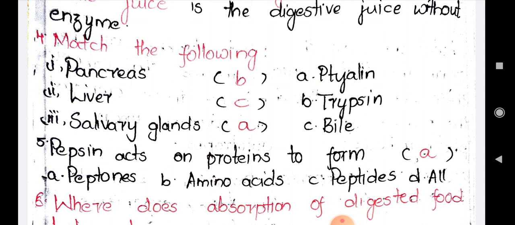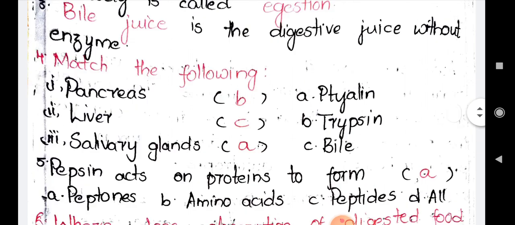First, the pancreas. It secretes the enzyme called trypsin, which is important for the digestion of peptones. Next, the liver. It secretes the bile juice, as we have just discussed. Next, the salivary glands. They secrete ptyalin or salivary amylase. So this is the matching, BCA. Different glands secrete different types of enzymes or juices, and we have done the matching, so BCA is the answer. Pancreas secretes trypsin, liver secretes bile juice, and the salivary gland secretes ptyalin.